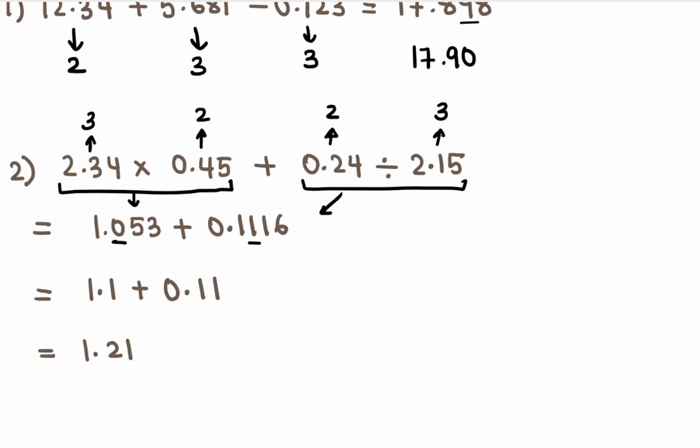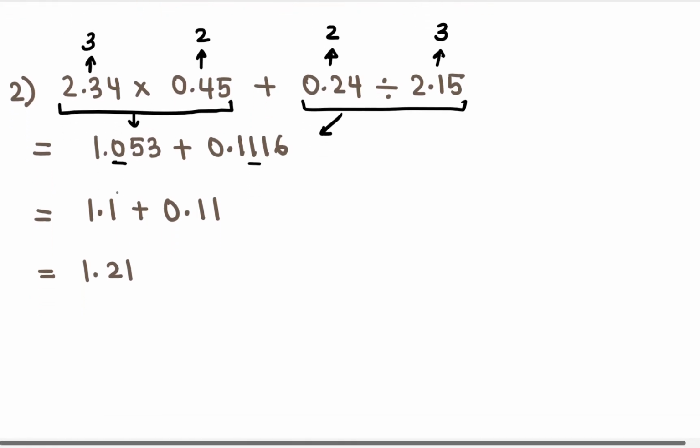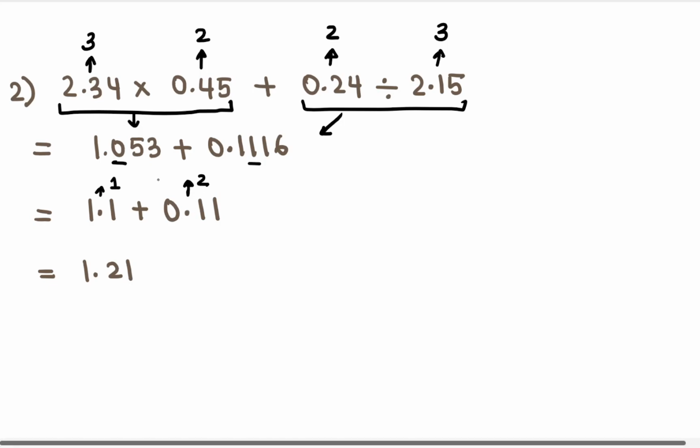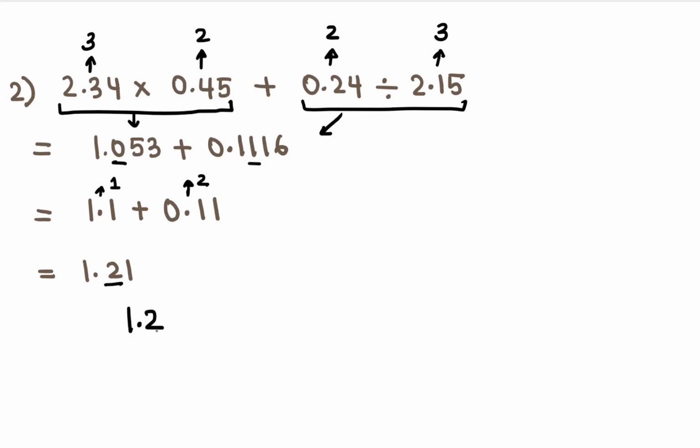And using the rule of addition and subtraction, we have to round this to the least number of decimal places. So 1.1 has 1 decimal place and 0.11 has 2 decimal places. So we'll round it to 1 decimal place. That will be right here. And we will get 1.2 as our answer.